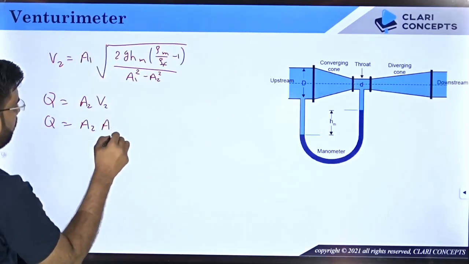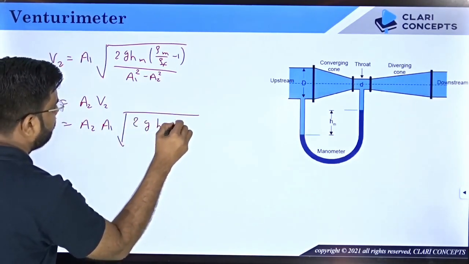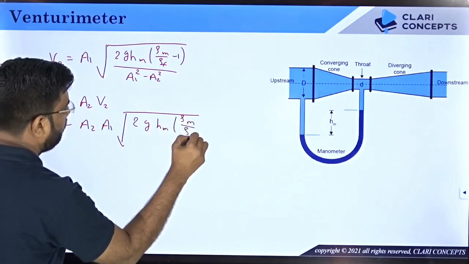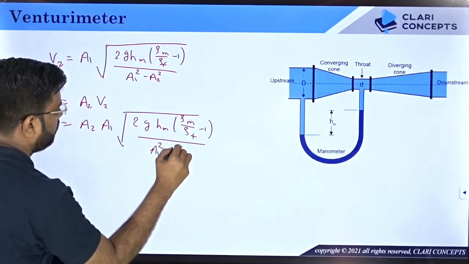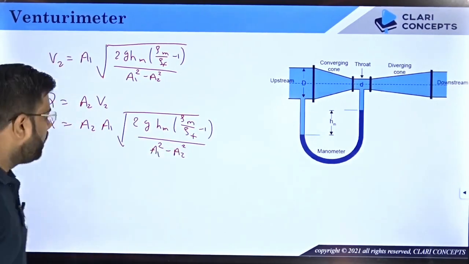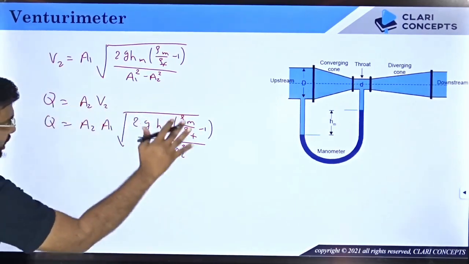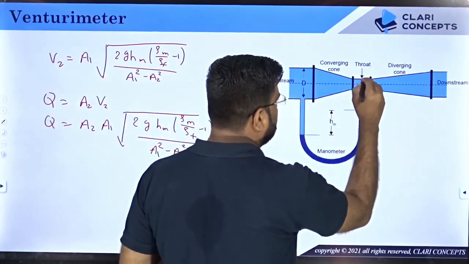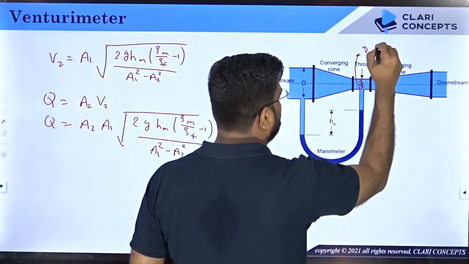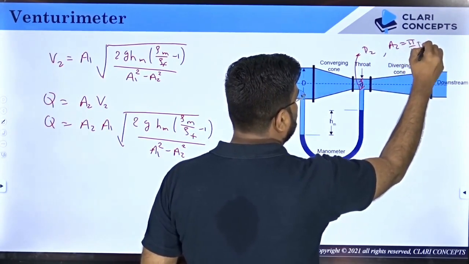So we will write A1 in bracket 2GHM rho m by rho f minus 1 over A1 square minus A2 square, isn't it? Now see what this is. If I rearrange these terms, whatever equation you have got, where A2 is the cross-sectional area at the throat, this is D2, right? So A2 will be pi by 4 D2 square.